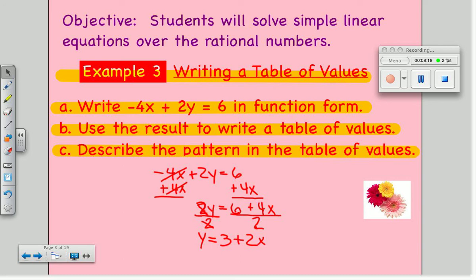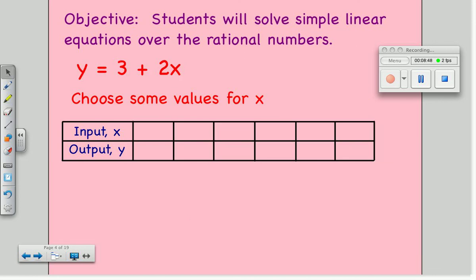Or you could even write y equals 2x plus 3, because it doesn't matter what order we add in. The commutative property says we can add in any order. So either one of these is fine. I like the 2x plus 3 one, because in terms of algebra, we always write our variables first and our constant terms last. Either way, it doesn't matter, though.